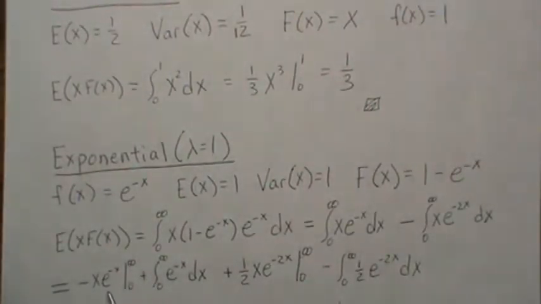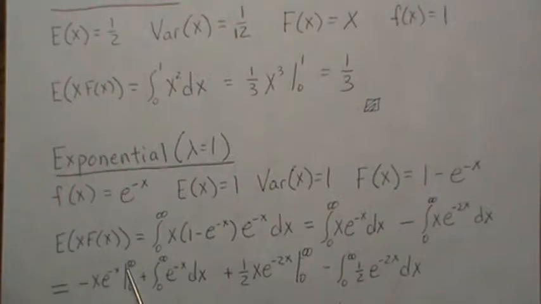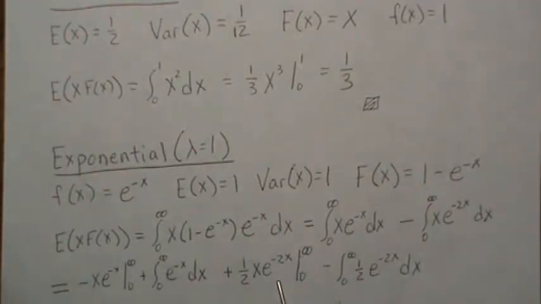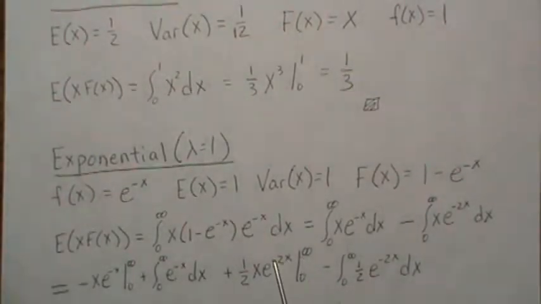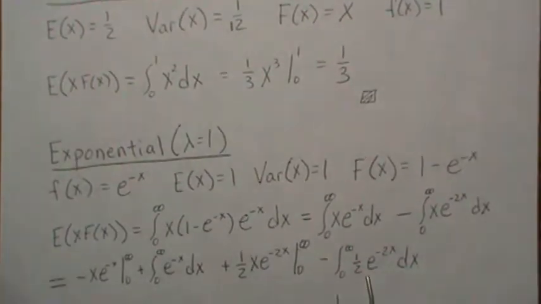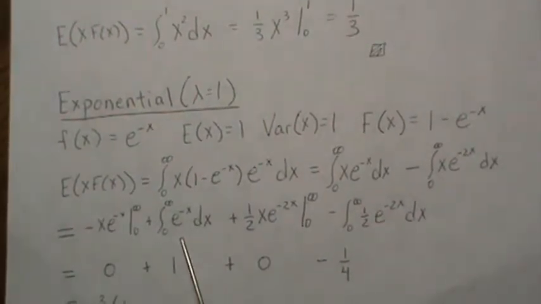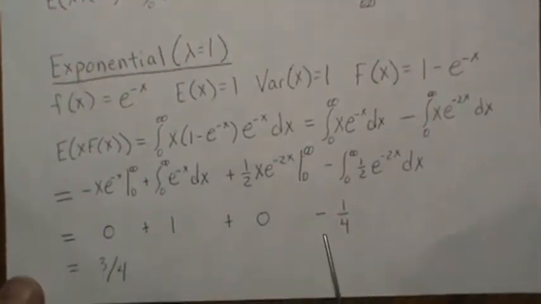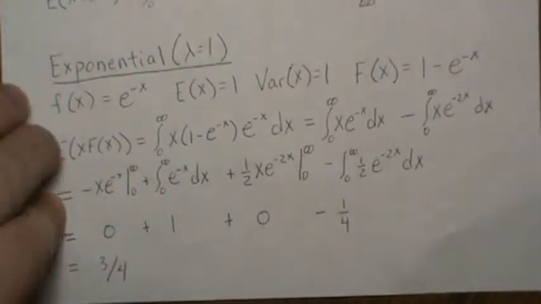And then evaluating this goes to 0, 0, and then we have to evaluate that. This piece, you plug in infinity. This goes to 0 faster than that goes to infinity, so that's 0, and plug in 0, you get 0. And then we have to evaluate that. To evaluate it, we integrate it, and we get 1. Here we get minus 1/4. And so the answer is 3/4. And that's what was in the table.